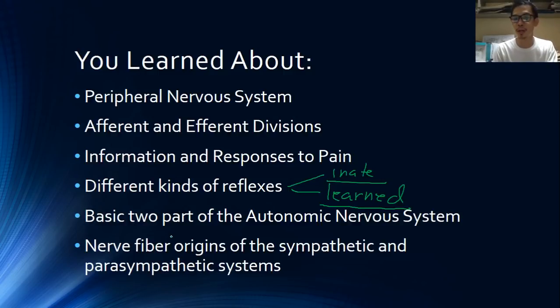Next, we have learned about the two basic parts of the autonomic nervous system: the parasympathetic and the sympathetic divisions. And at the last part of this lesson, you learned the difference between the sympathetic and parasympathetic divisions by looking at their nerve fibers, how and where they are connected, and for what purpose they act on a particular organ.